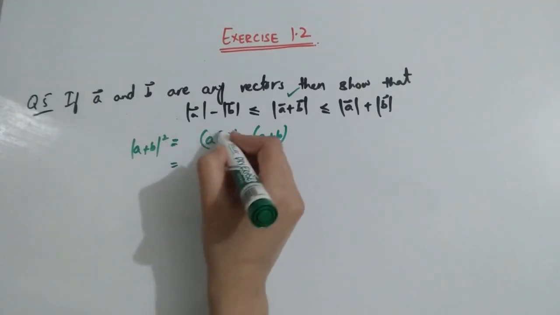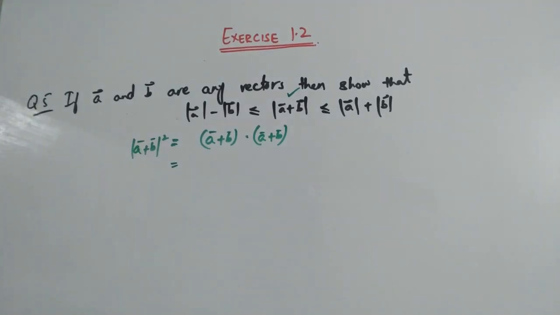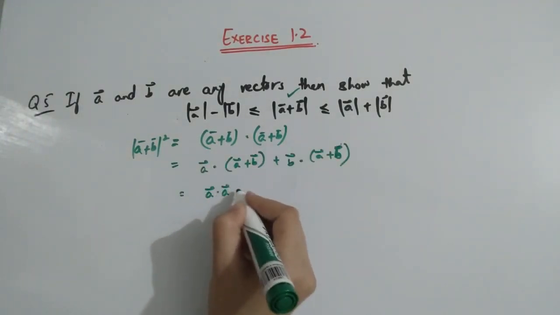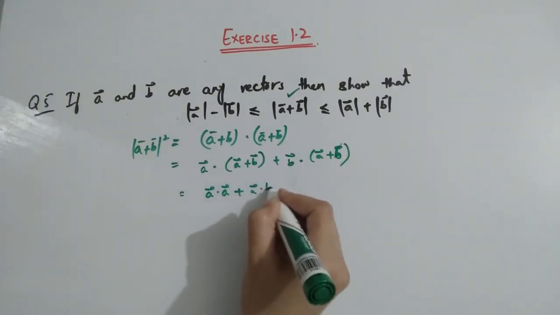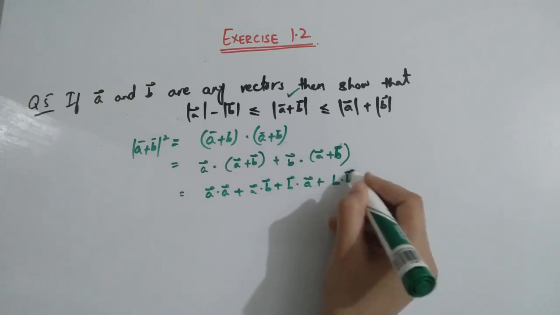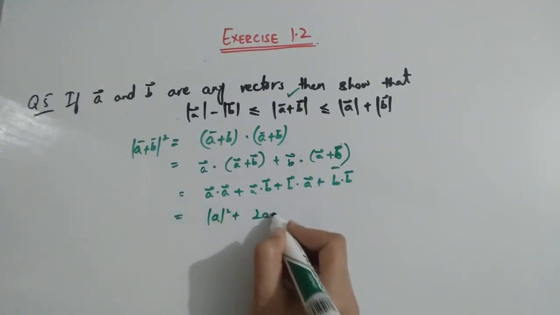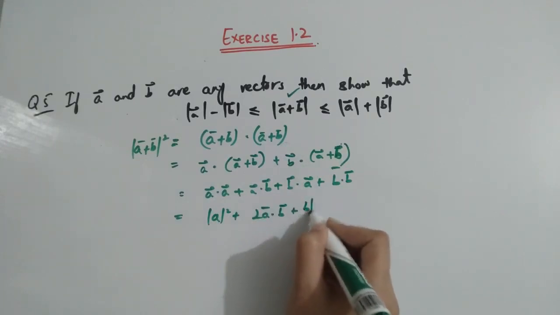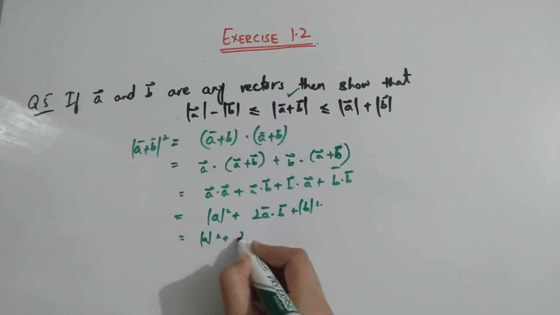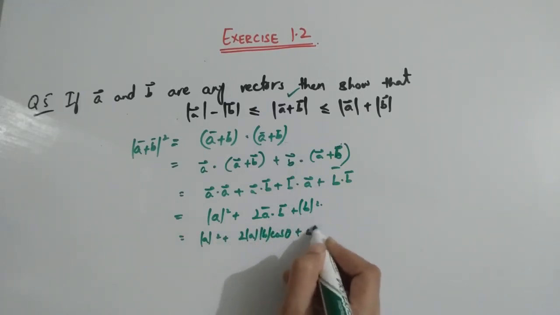Now taking the dot product here, this will be a dot b plus b dot a plus b dot b. Now the self product will be equal to |a|² plus 2 times a dot b plus |b|². You can also write it as |a|² plus 2|a||b|cos theta plus |b|².